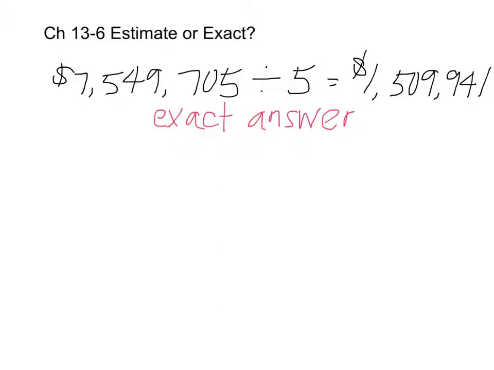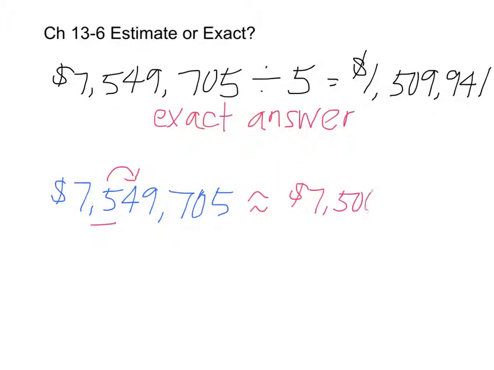So you're going to round to the nearest 100,000 to get as close to the answer as possible. If I have the number 7,549,705, I look at the 100,000s place, which is 5, and look at its neighbor, which is a 4. What does that tell me to round to? You just keep the 5. So it's 7,500,000. That is the estimate, right? Then you're going to divide that by 5, and you get how much?